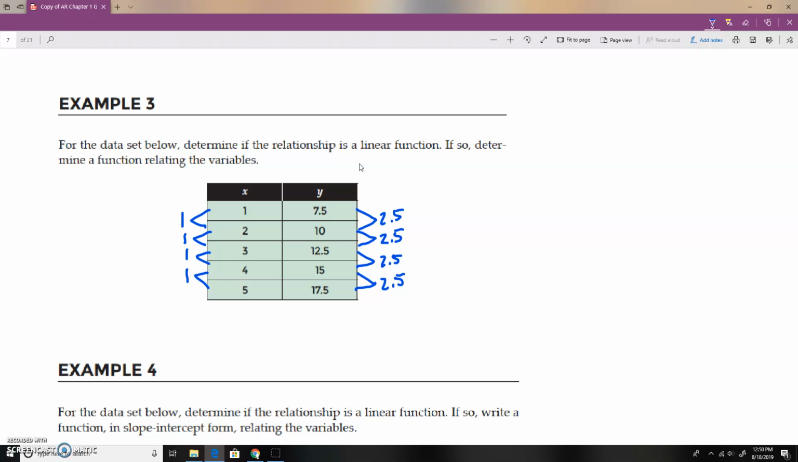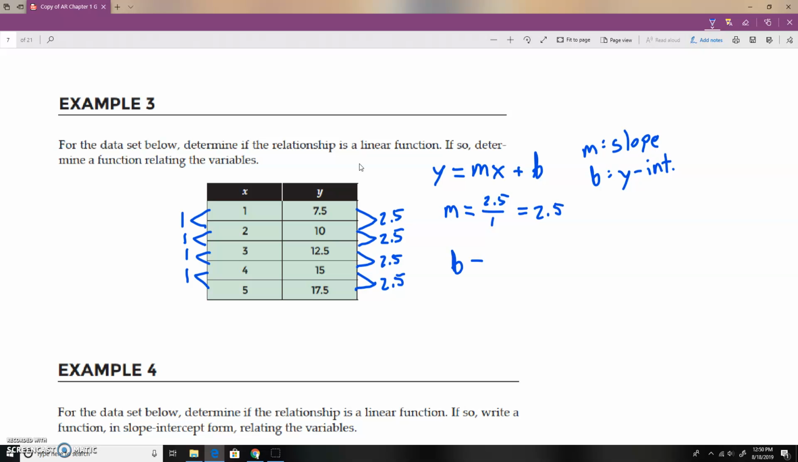Well, our linear functions, if you remember from Algebra 1, are written as y equals mx plus b, where m is the slope and b is what we call the y-intercept. Okay? Well, to find m, we simply take the change in y over the change in x. So our m here would be 2.5.